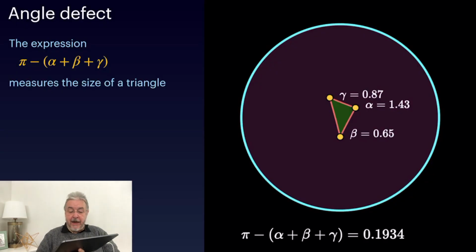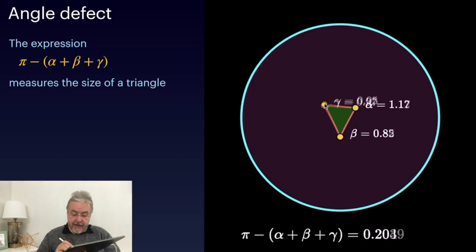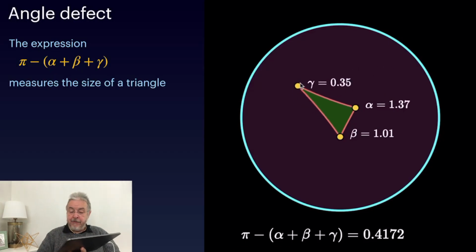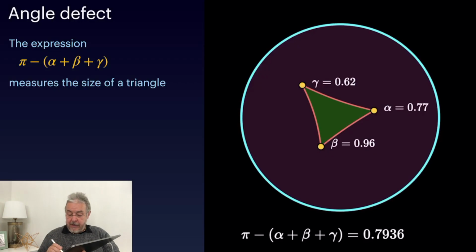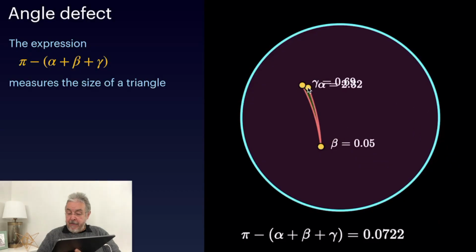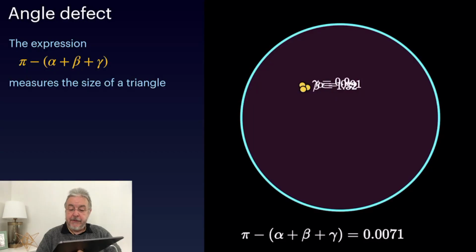So let's take again our triangle, and here I calculate the angle defect, and as a first thing let's make it reasonably small. So here you have a medium-sized triangle, you get some number here, and now let's make it smaller. And you remember, small triangles have the property that the angle sum is 180 degrees. So you get in radians an angle sum that is close to pi. So if you subtract that from pi, you get a small number. So small triangles have a small angle defect.